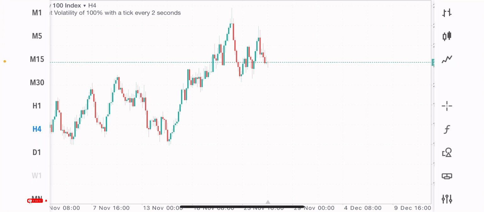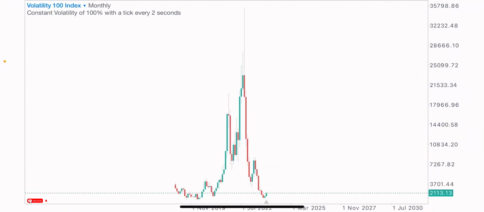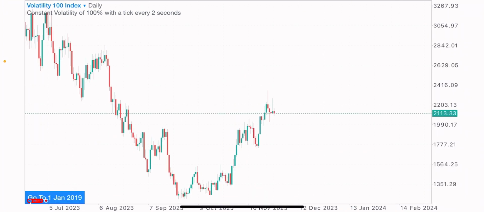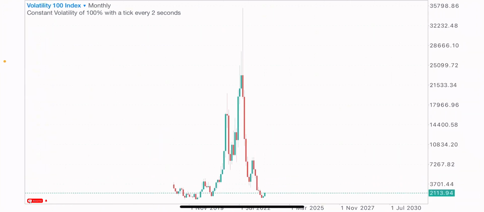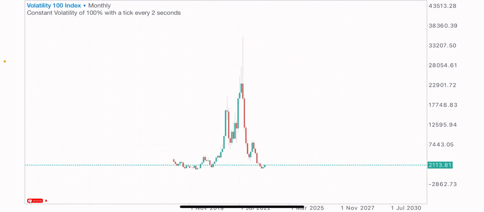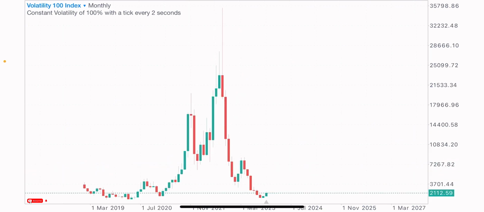A higher time frame can be the weekly time frame, the monthly time frame, or the daily time frame, right? But here we're starting from the monthly time frame on this index. Let's start from scratch to analyze this index. So on the monthly time frame, we can see the overall market direction.